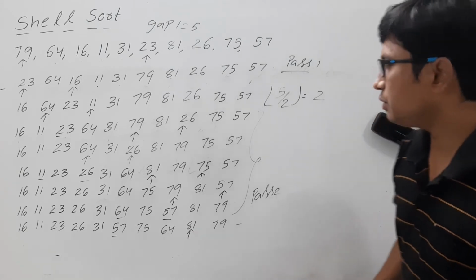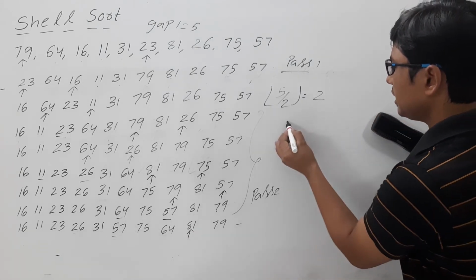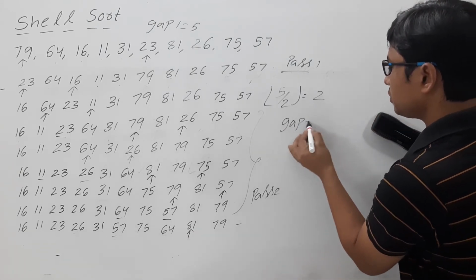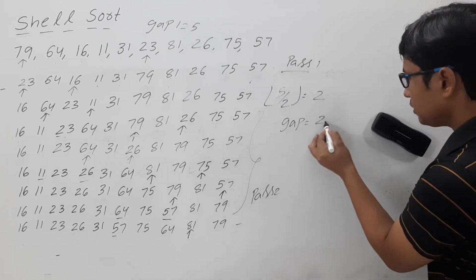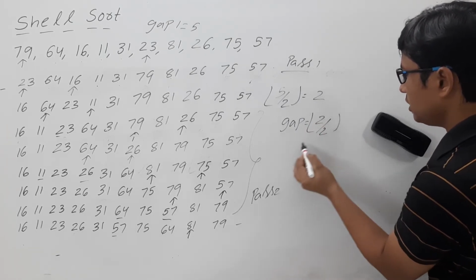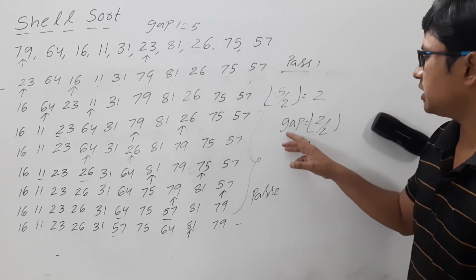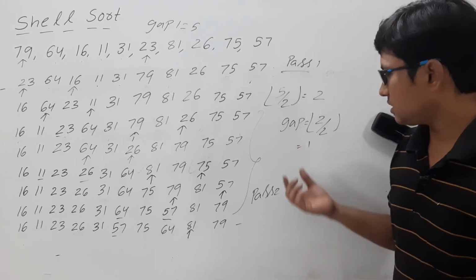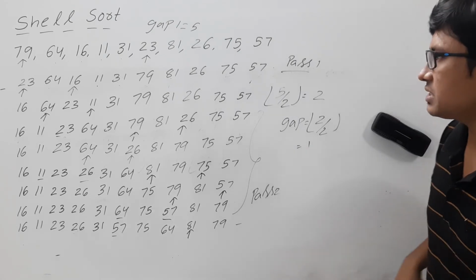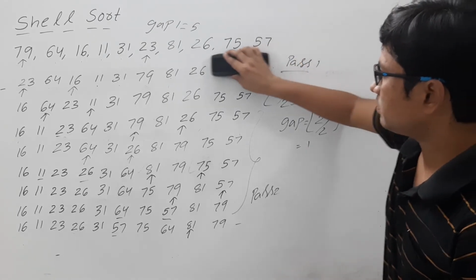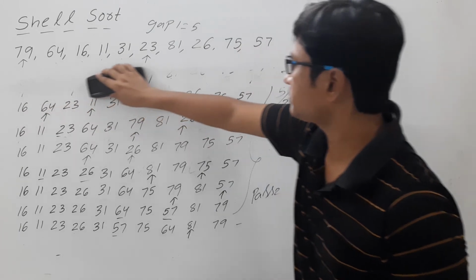Now what will I do in pass 3? Gap will be equal to floor of 2 by 2, which is equal to 1. So now you need to perform the comparison with a gap of 1. Now let me see how it will happen. So let me erase this one.